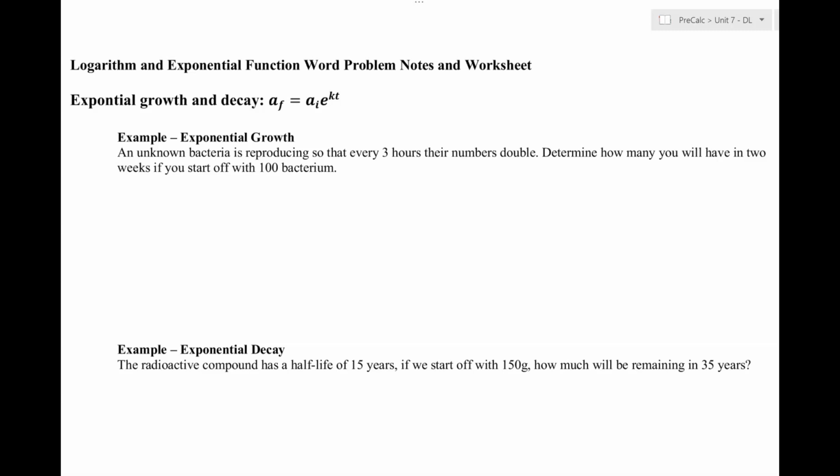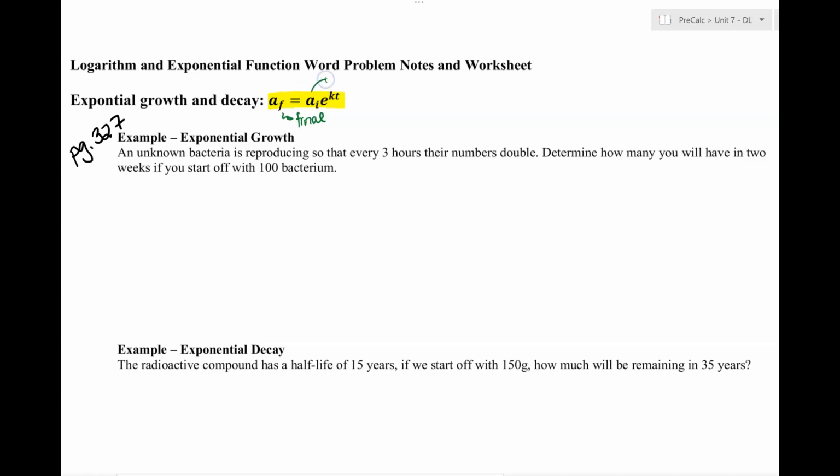This can be found on page 327 in your textbook. If you need extra practice problems, that's where you're going to find it, okay? So we're going to be using this equation. It's written as A sub f equals A sub i times e to the kt power, k times t. So A sub f is your final amount.